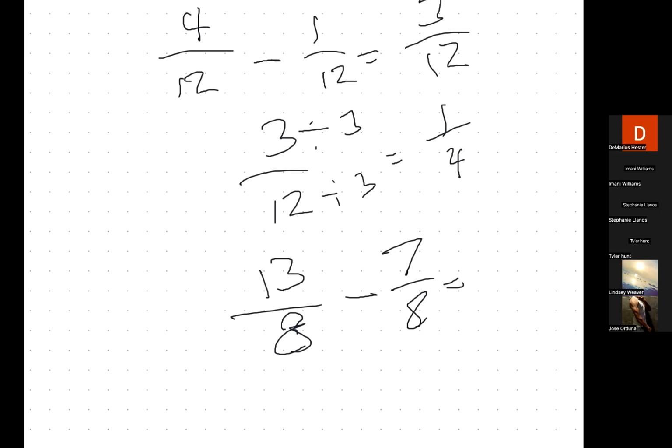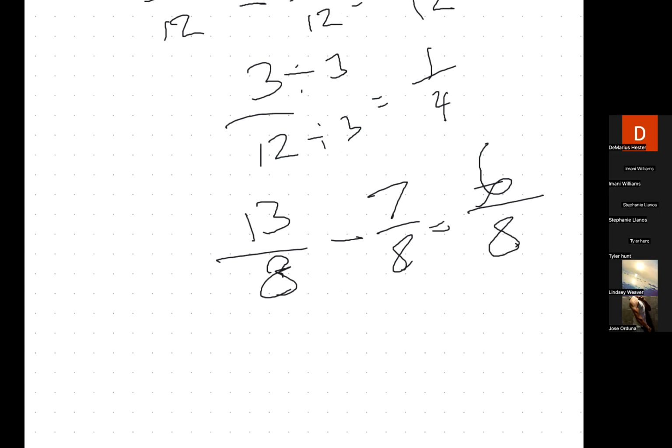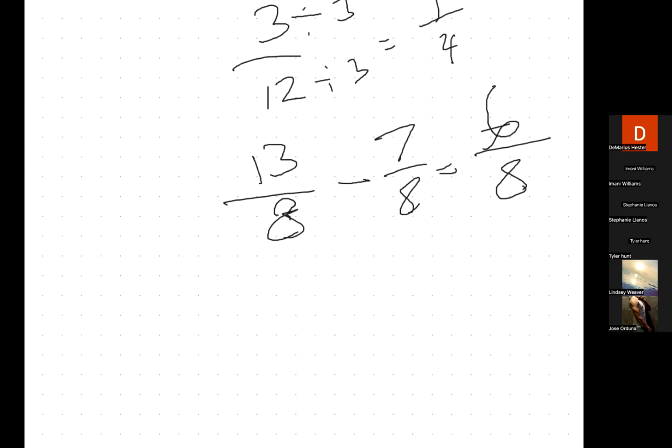All right, we've got some answers given, some are simplified. So we have 13 minus 7 is 6 over 8. The 8 stays the same. We can simplify 6 over 8. We can divide both by 2, and we get 3 over 4 for our answer.